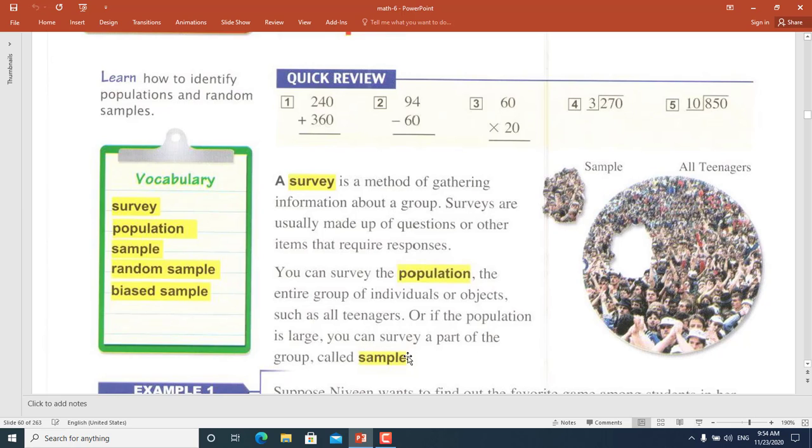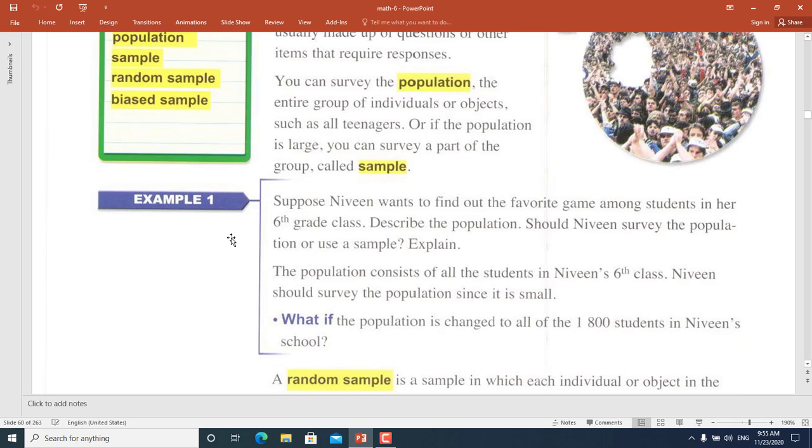It's called a sample. So a survey is some questions we will ask, and we will survey the population. But sometimes if the population is very big, we can use a part of this population. It's called a sample. Example 1 is about when you survey the population and when you use a sample to survey.